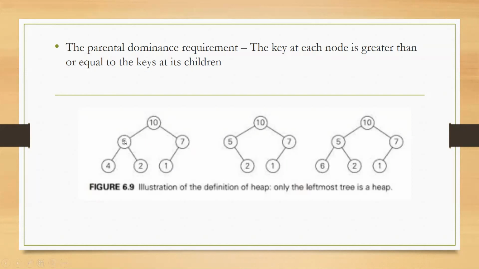Come to 5. Whether 5 follows the parental dominance, 5 is greater than 4 and 2. Yes, it is true. Therefore, 5 also satisfies the parental dominance. Come to 7. Whether 7 follows the parental dominance, whether 7 is greater than its children, yes, it is greater than its children. That means this first tree is an example of a heap. It is an essentially complete binary tree, first point. Second point is it follows the parental dominance requirement.